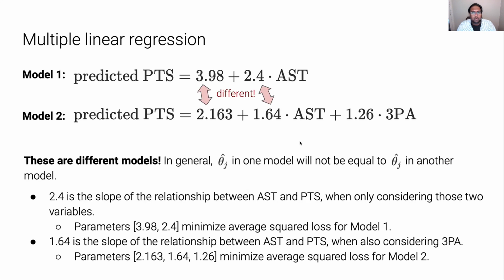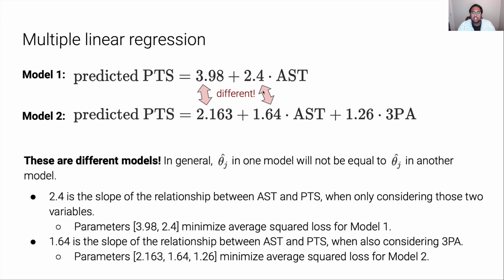Now, one point I wanted to make is that we're looking at these 2 models. One just uses assists as a feature, and one uses assists and 3-point attempts. You might notice that the coefficients are different in the 2 models. For example, the intercept term in one is 3.98, and the intercept term in the other is 2.163 or so. The coefficient on assists is 2.4 in the first model, and it's 1.64 in the second model.